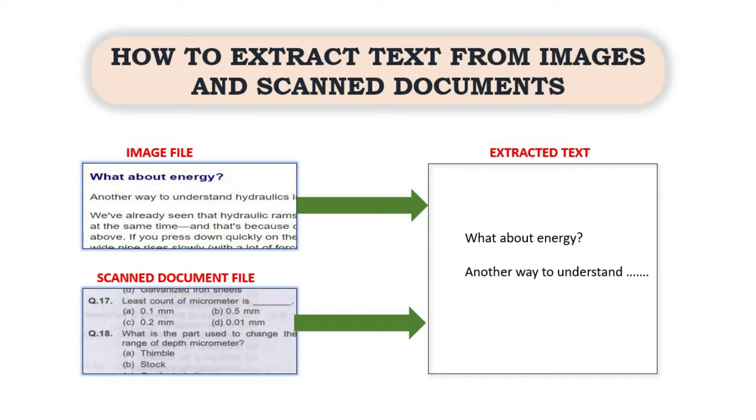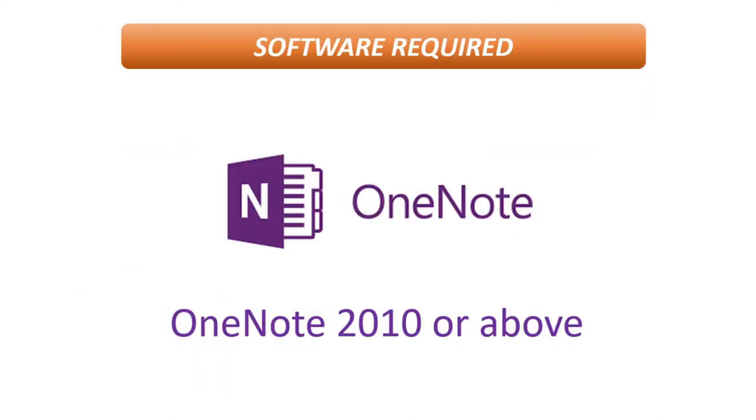As we know, we cannot copy the text in an image file or in a scan document. So we can do it in another way by using Microsoft OneNote. In this tutorial, I will show you how to extract the text from the image and scan documents.